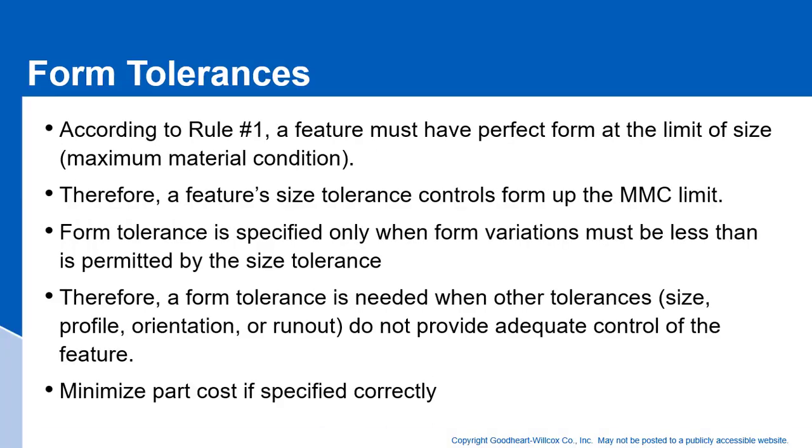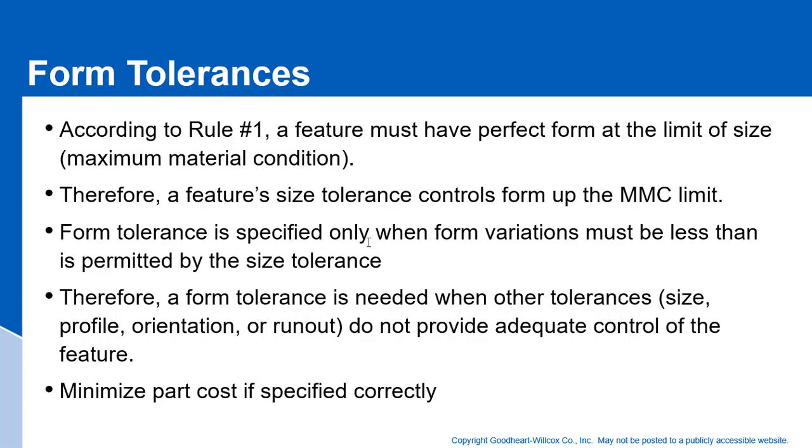Okay, so form tolerances. According to Rule number 1, a feature must have perfect form at its limits of size. That's the maximum material condition. So therefore, a feature's size tolerance controls the form up to the MMC limit. Now, form tolerances are specified only when form variations must be less than the permitted size tolerance. Rule 1 says you have to have perfect form at maximum material condition, so if you need to do better than that, that's when you start applying a form tolerance.